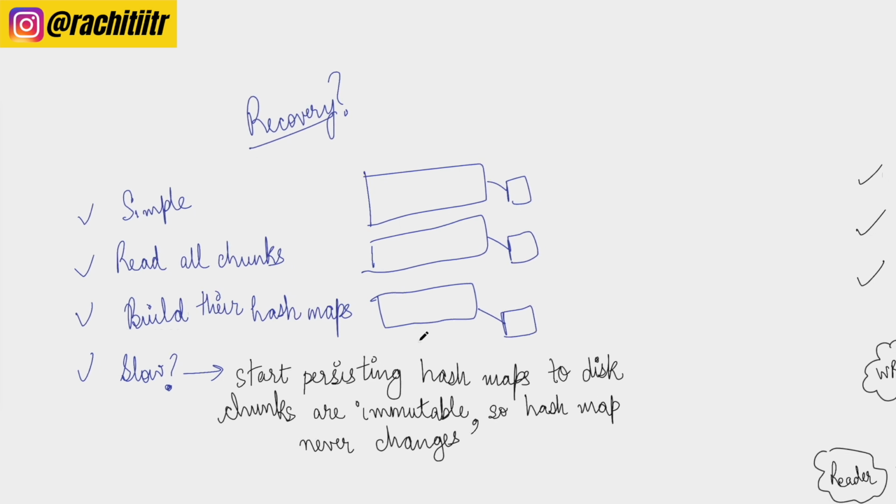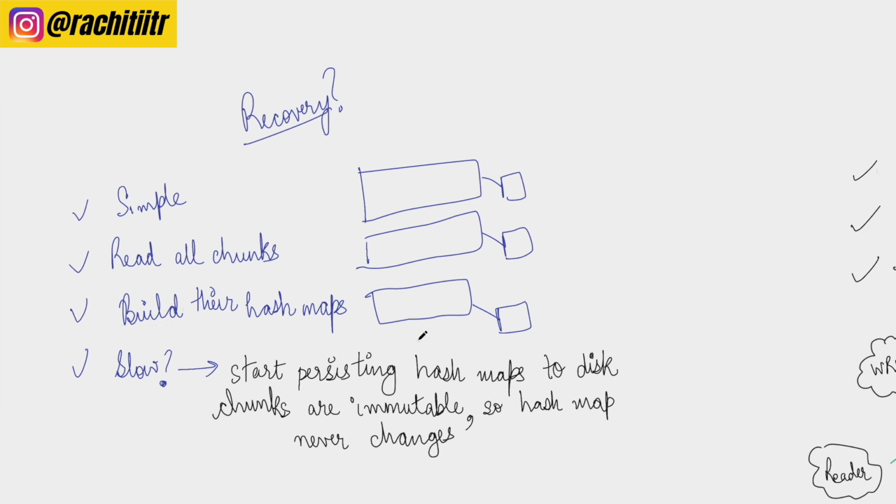Super easy recovery, but it might be a bit slow to go through all the chunks, creating hash maps. It might take time. An even better thing is if we also store these hash maps, right? Chunks are immutable, and this is where we are getting that beautiful benefit of immutability.